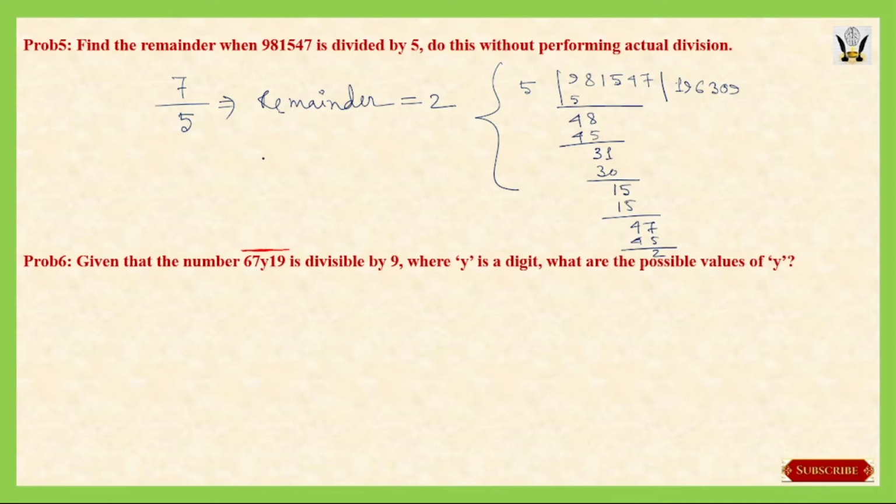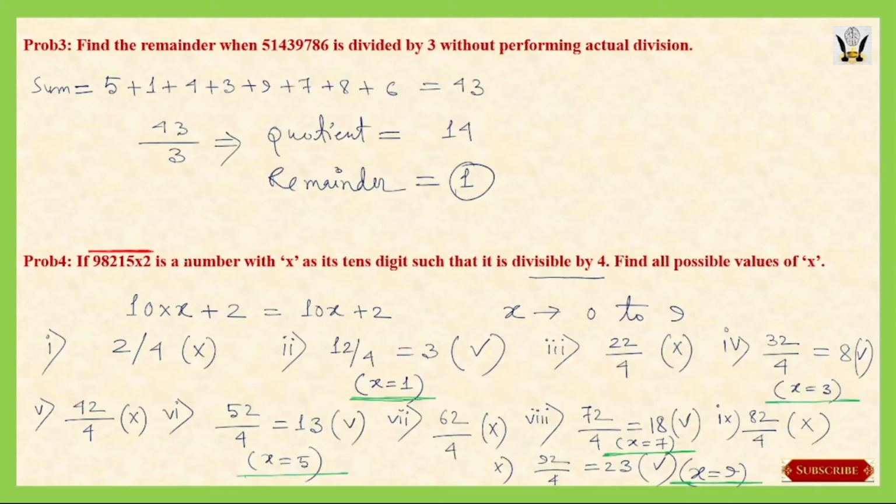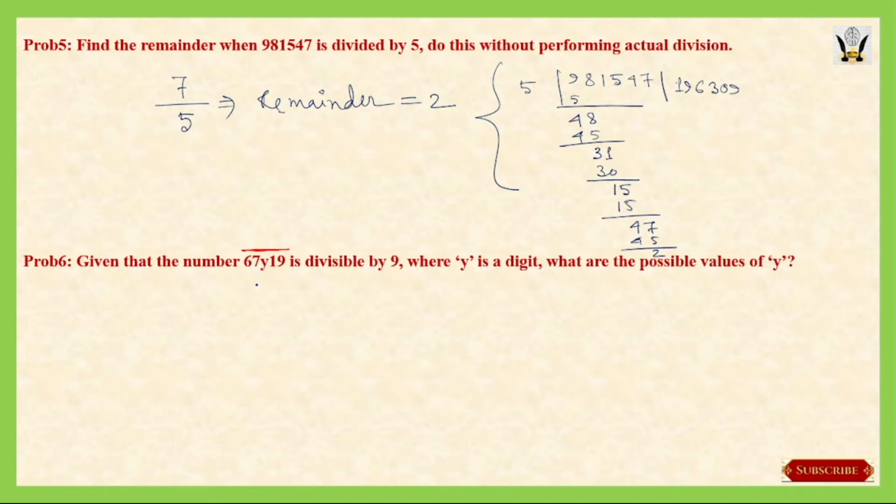divisible by 5. Now the next problem says that the given number is divisible by 9, and we have to find the possible values of y. This is the same type of problem that we solved here. Before we find the possible values of y, we have to know the rule of divisibility by 9. The rule of divisibility by 9 is the same as for 3. The rule says, if the summation of all the digits in the given number is divisible by 9, then the whole number will be divisible by 9.